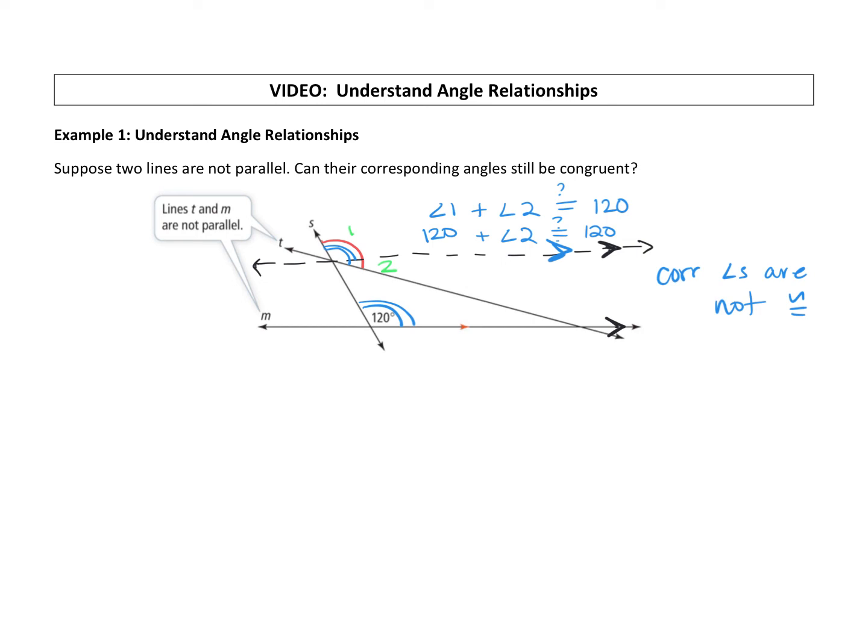So to recap, if two lines are not parallel, then the corresponding angles are not congruent.